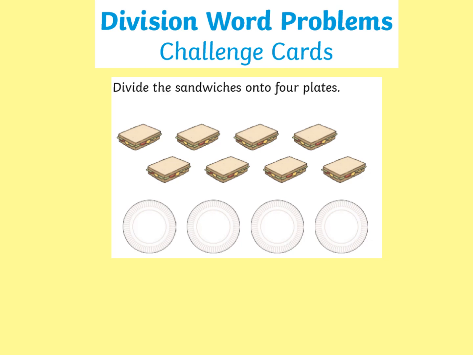Now, first of all, we always write the number sentence. So we know the first number needs to be how many things we have. How many things do we have? It's sandwiches that we have. We have 1, 2, 3, 4, 5, 6, 7, 8. We have 8 sandwiches.